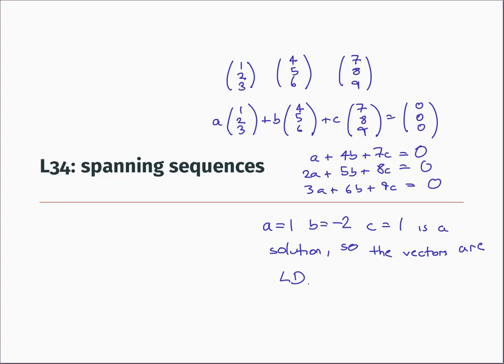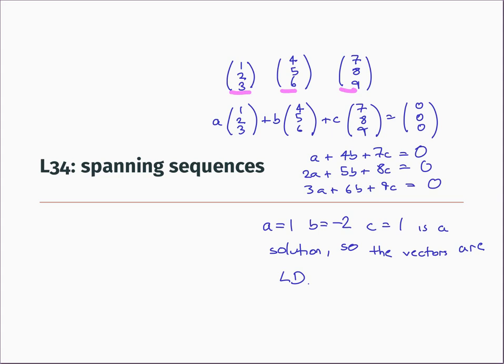I ended the last video asking you whether a certain sequence of vectors, namely the vectors 1, 2, 3, 4, 5, 6, and 7, 8, 9, were or were not linearly independent. And the answer is no, they're not linearly independent. To see that, you have to consider a linear combination A times 1, 2, 3 plus B times 4, 5, 6 plus C times 7, 8, 9 equal to the 0 vector, and find out whether there are any solutions to that where A, B, and C are not all 0.